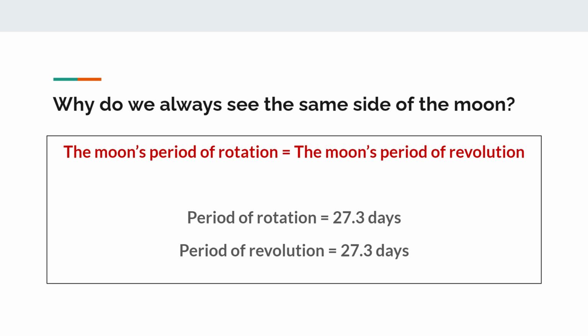Now, we actually always see the same side of the moon. From Earth, at least, you can't see the other side of the moon. And this is interesting. The reason for this is because the moon's period of rotation, the time it takes for the moon to rotate, is equal to the period of revolution, the time it takes for the moon to go around the Earth. And that's 27.3 days. This is something you need to memorize. So the moon's period of rotation is 27.3 days, and the moon's period of revolution is also 27.3 days.